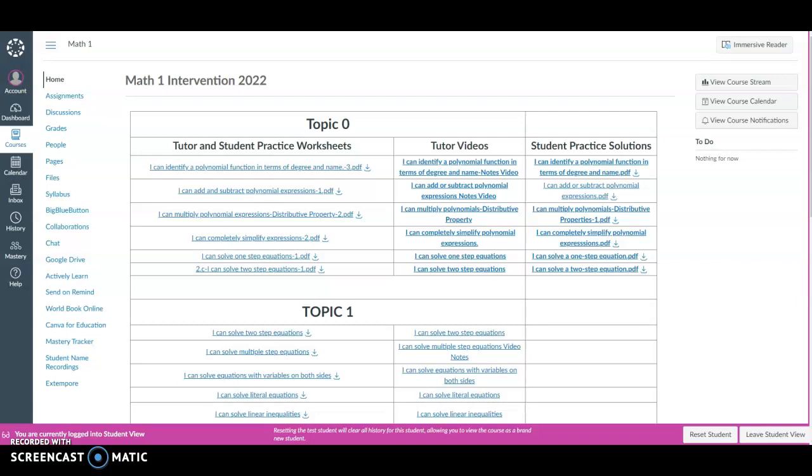Once you have completed all of the tutor videos, the student practice worksheets, and the unit reviews, you will retake the exam, we will grade the exam, and enter that new grade into Skyward and recalculate your semester grade. Once you have completed all of the required topics and retaken each of the exams, you will be able to exit the program and earn credit for Math 1 Semester 1.